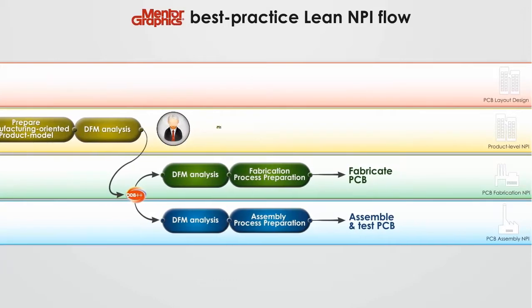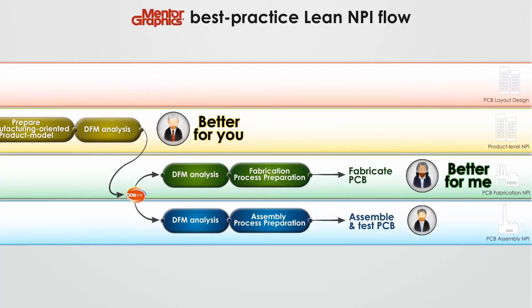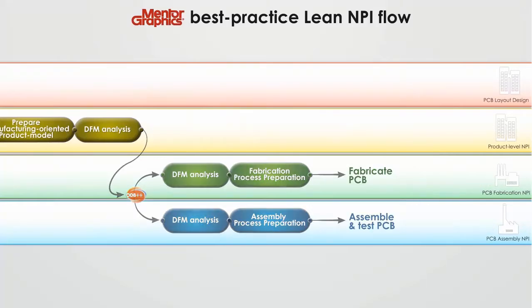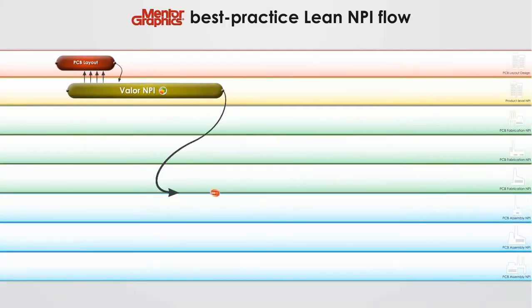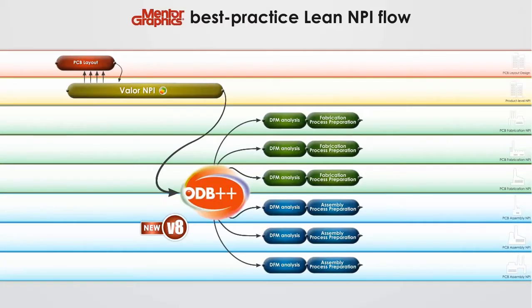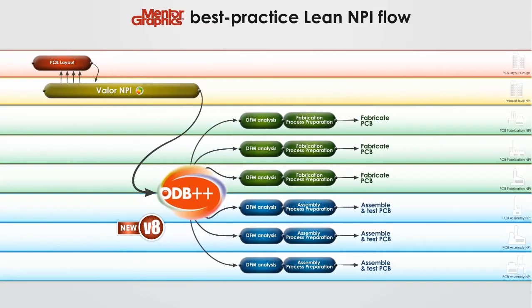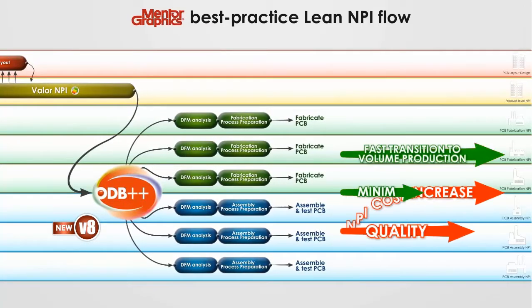Because the product model has been prepared using the manufacturing process rules of the manufacturers, the frequency of delays due to the need for clarifications and engineering changes is reduced. You as a designer get your product manufactured faster and more exactly according to your requirements, and the manufacturers can focus their resources on their core competence of preparing and running the manufacturing process. Indeed, this lean NPI process flow scales across multiple manufacturers, thus accelerating not just the prototype phase, but also the transition into successful volume manufacturing.